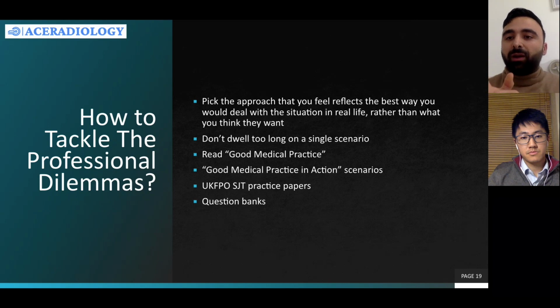One document that really helped me was the UKFPO SJT practice papers. I think that was really representative of the actual exam, and the answers they give at the bottom of each question are really good as well, and allow you to really understand the way the examiner's thinking and how you should approach these questions. And also, don't dwell too much on the scenario, because you only have 75 minutes, you've got 40 questions, and believe me, that goes really fast.